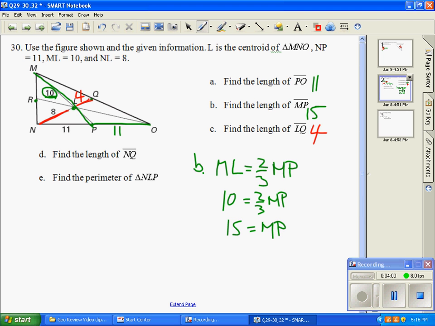Okay, part D, find the length of NQ. NQ is the full length of that segment, and we already know one part is 8, the other part is 4, so this is going to be 12.